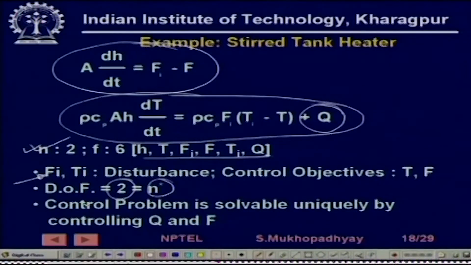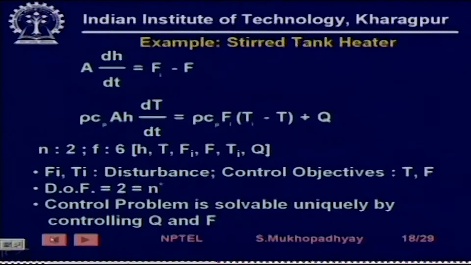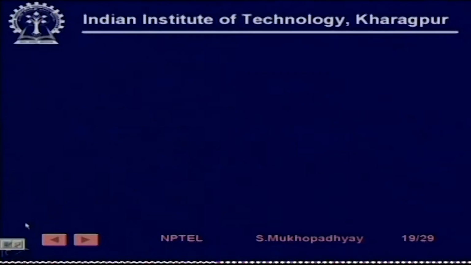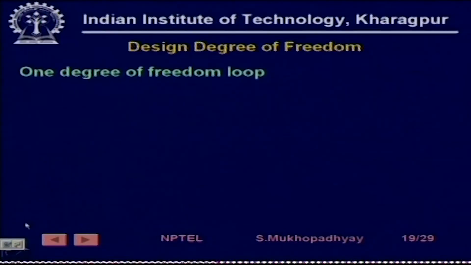Therefore, if you want to set T and H by controlling Q and F, this would be possible. So this is what degrees of freedom is about.